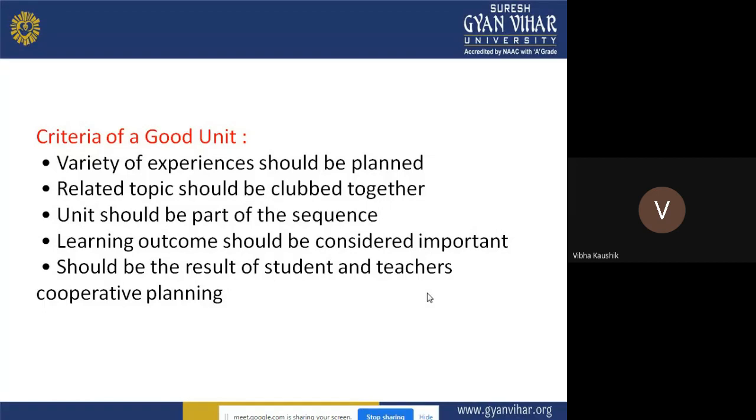The unit should be put in the proper sequence. Learning outcomes should be considered important. What are the learning outcomes or the objectives that we want to achieve? They should be the result of student and teacher cooperative learning, and should be planned in such a way that they are the result of student and teacher cooperative learning.